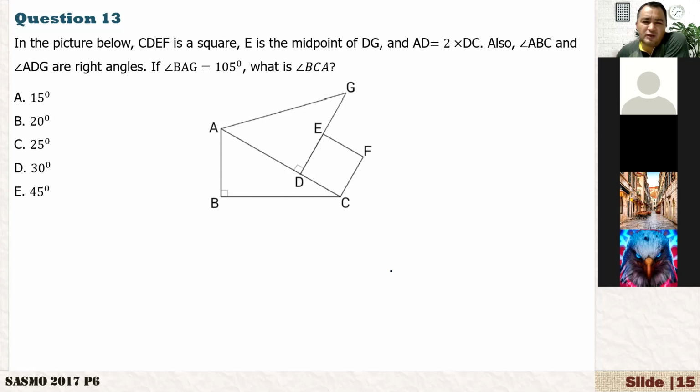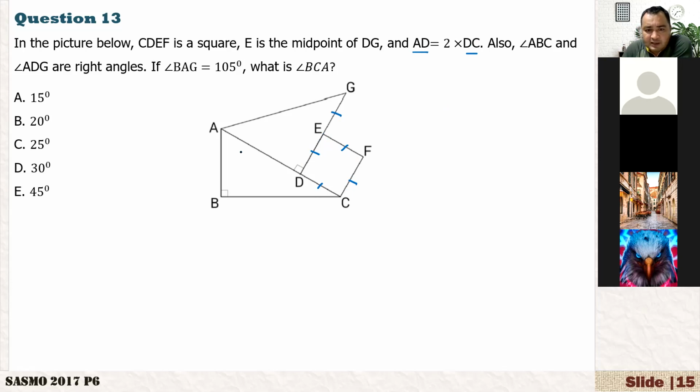If I give it time, maybe we can do this. But usually a geometry question, if it is on paper, we can write something on it and label the sizes so we can do this easier. But when it's on the computer screen, it may not be easy. So anyway, as you see here, this is a square, right? All sides are equal. And it says that E is the midpoint of DG. That means that DE is equal to EG. And also it says that AD is equal to 2 times DC.